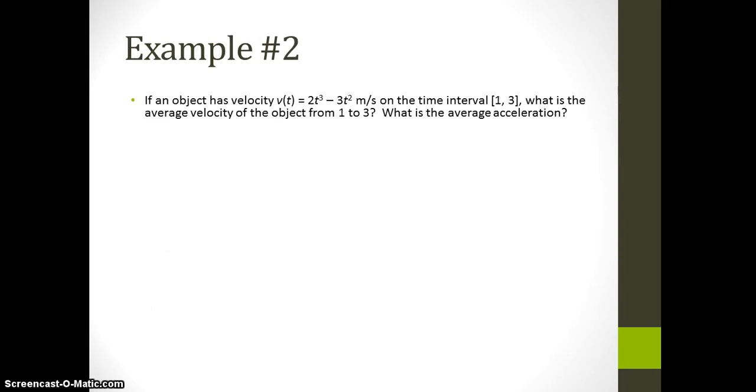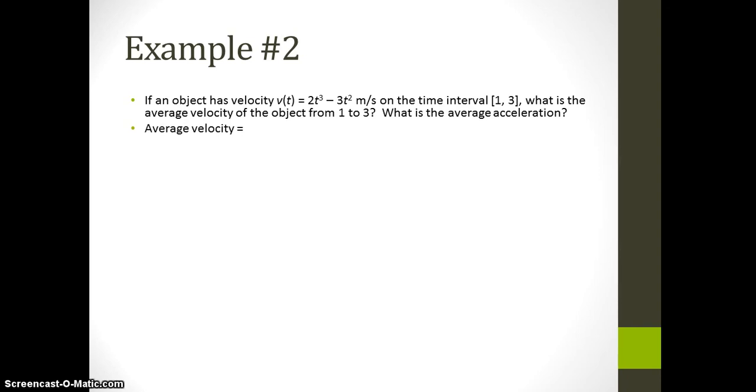A second example. If an object has velocity v of t equal to 2t cubed minus 3t squared meters per second on the time interval 1 to 3, what is the average velocity of the object from 1 to 3? And a second question, what is the average acceleration?